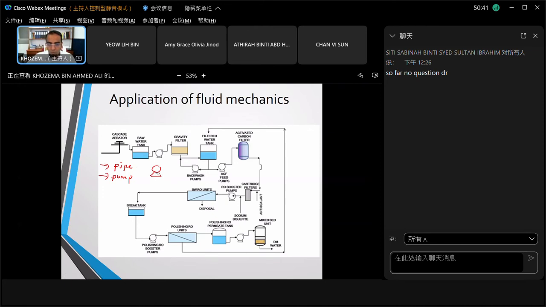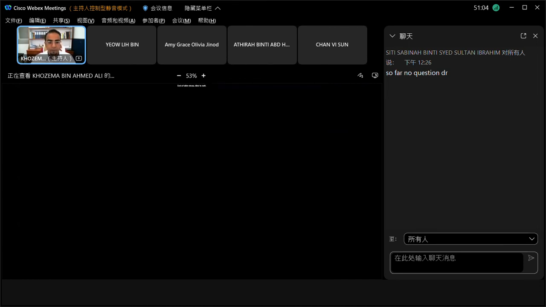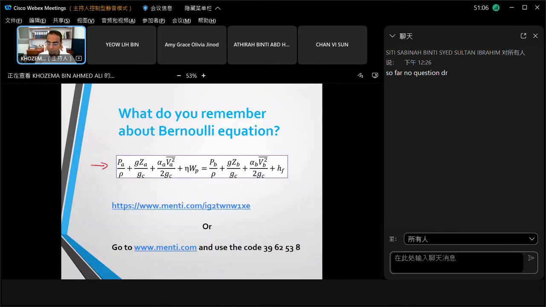Okay, so in order for you to understand the pump, you have to understand the equation, the fundamentals. How was the equation developed? Okay, I hope everybody is still with me. So basically, the summary of our class for today. Okay, this is I think my final slide. After this, we're going to end our slide.